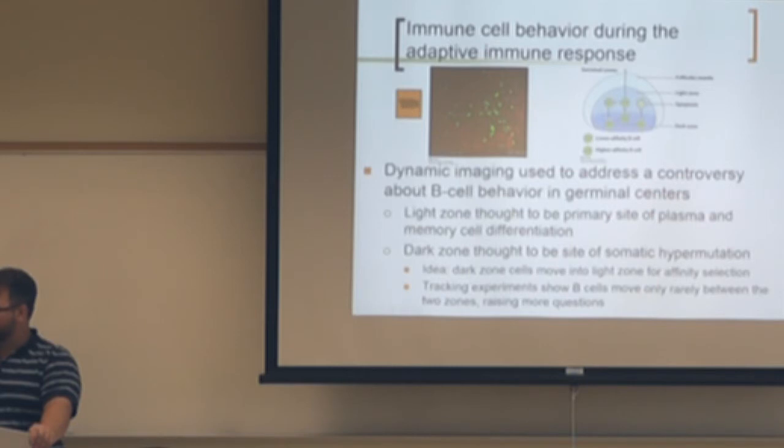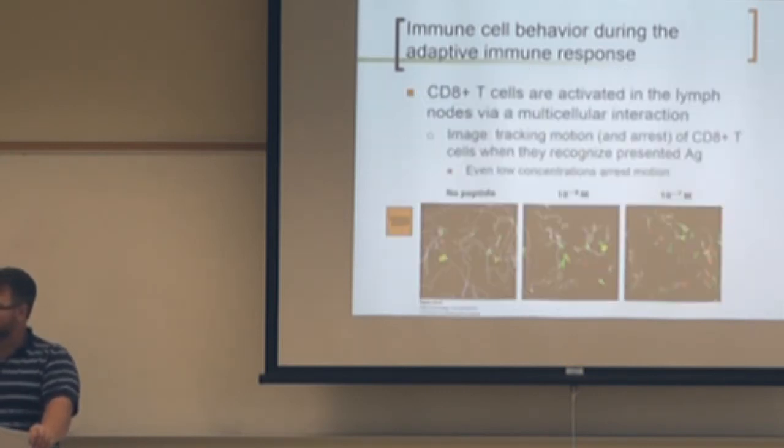So tracking experiments show B cells move only rarely between the two zones, and that, again, as it says here, raises more questions, because we're teaching you one thing, and then we're seeing interactions that say, well, maybe that's not how it is done. We're not 100% sure. We don't know. But you do know the dark zone is similar to mutation, right? Yeah. We do know that's kind of where that's starting, but we. The lighter zone, what kind of cells are in the lighter zone?